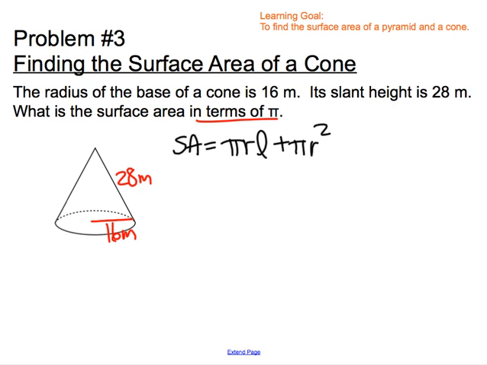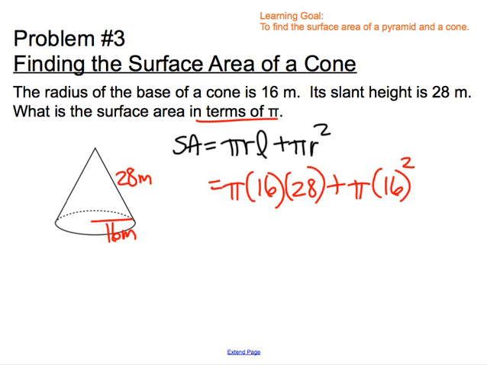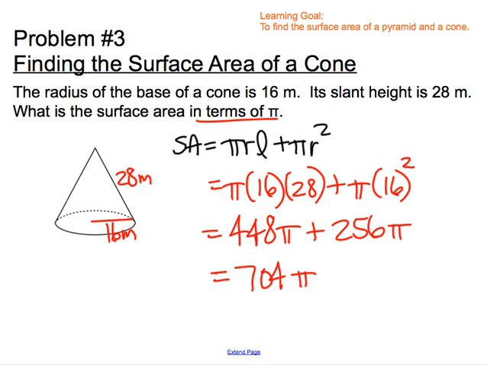So plugging numbers into this formula, we have pi times the radius, 16, times the slant height of 28, plus pi times the radius, 16 squared. 16 times 28 is 448, so this equals 448 pi, plus 16 squared is 256 pi. So combining the like terms, we get 704 pi meters squared.